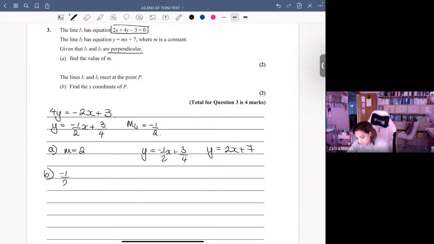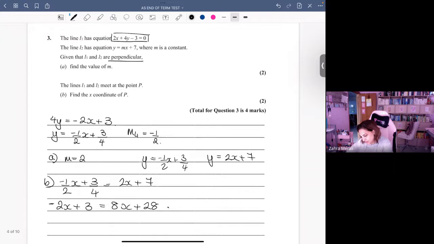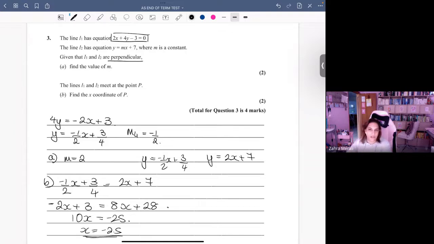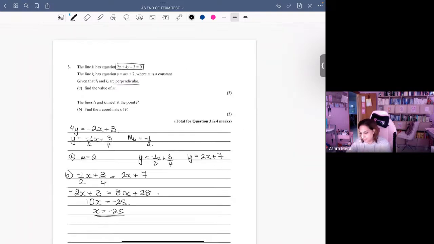So we're going to make them equal to each other. 2x plus 7. We're going to times everything by 4. Well, I am, because I don't like fractions. They annoy me, and I always make a mistake. So 8x plus 28. Put all the numbers on one side. So we're going to get 10x equals minus 25. So x equals minus 2.5, or minus 5/2. Doesn't matter how you write it.